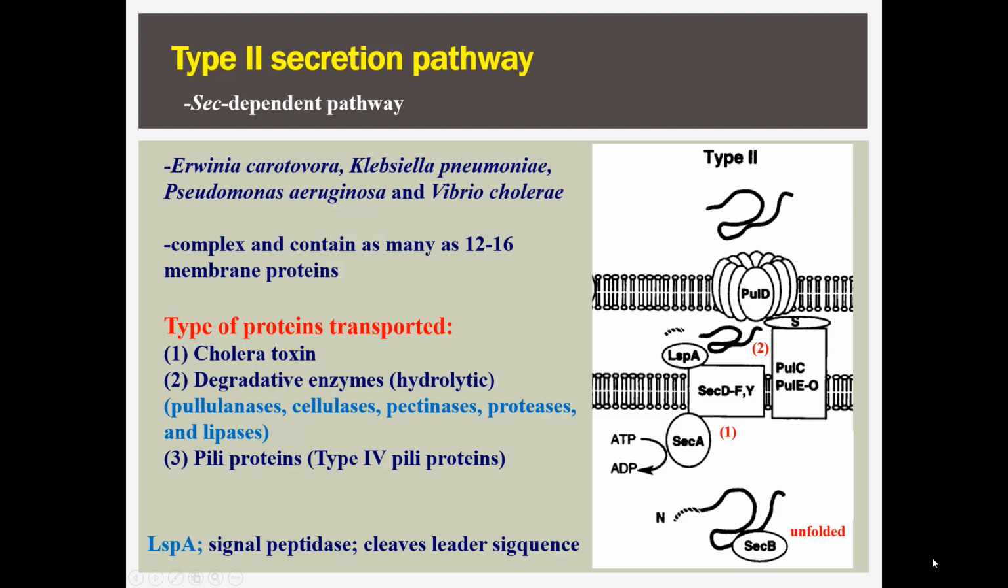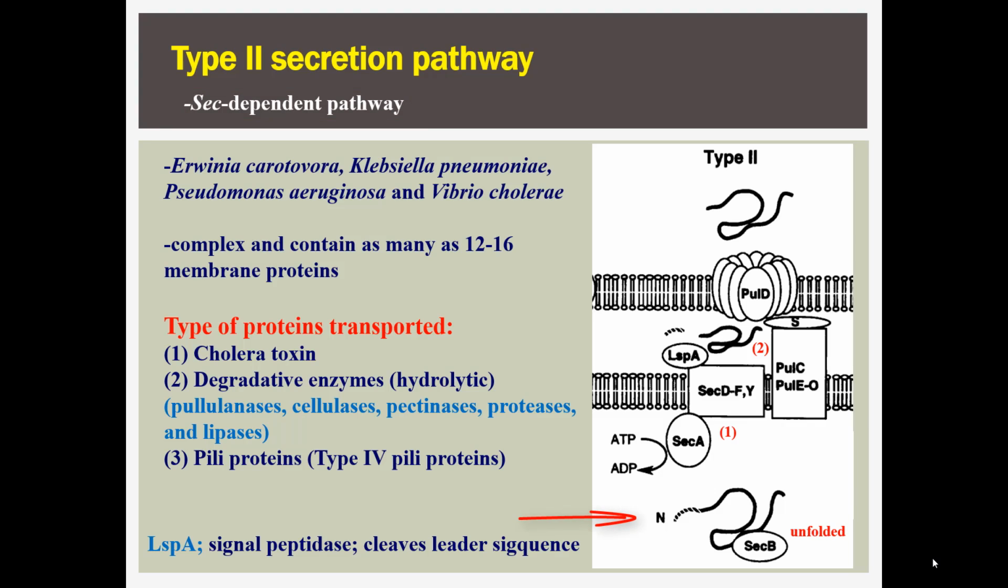Now I'm going to talk about the type 2 secretion pathway. The type 2 secretion pathway appears to be the major route by which proteins are secreted by gram-negative bacteria, especially hydrolytic enzymes and toxins. The production of type 4 pili, which are responsible for adhesion and twitching motility, is also dependent upon the type 2 pathway. This pathway is present in a number of plant and animal pathogens like Erwinia carotovora, Klebsiella pneumoniae, Pseudomonas aeruginosa, and Vibrio cholerae. It is a sec-dependent pathway.